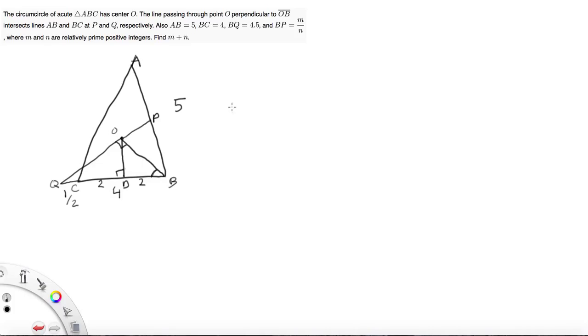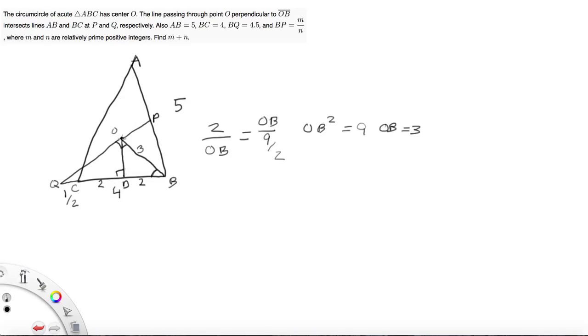So let's set up that ratio. Looking at our triangles, 2 to OB is equal to OB to 9/2. That can be easily seen using similar triangles. Then we have OB squared is equal to 9, so OB equals 3. So now we have a new side length: OB is equal to 3.